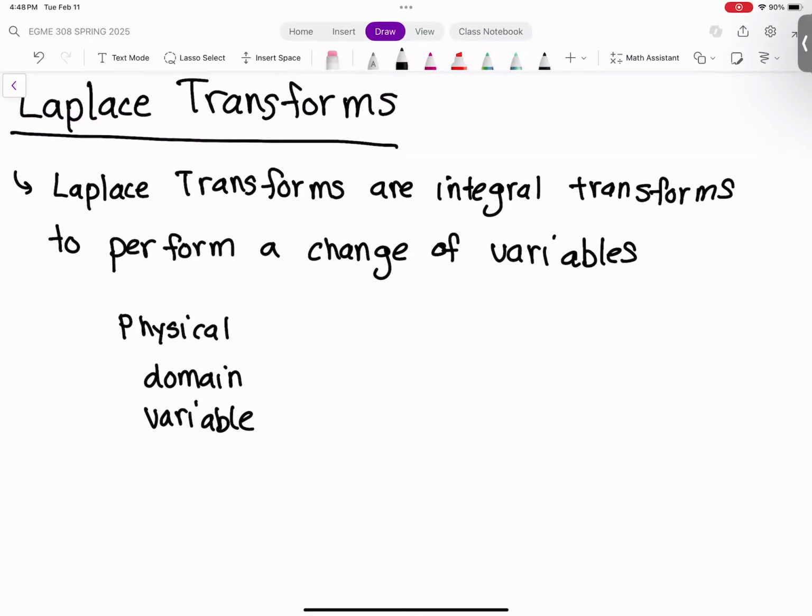So physical domain variables would be variables like x, which is space, or t, which is time. Okay. We're going to be working much more with time from this point forward. So you're going to see a lot more differential equations in terms of t instead of in terms of x. Okay. And then we're going to transform it into what I call the Laplace domain.